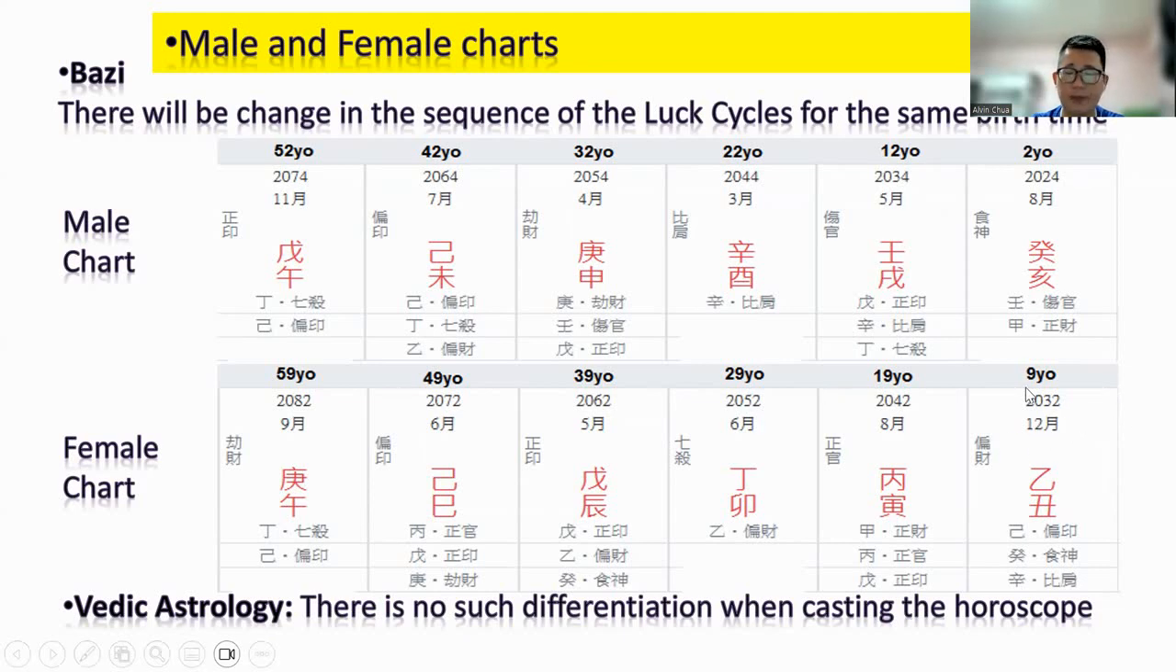Maybe when we analyze marriage, of course, then we'll look at certain planets that represent the husband if it's a female chart. Or if it's a male chart, then we'll look at certain planets that represent the wife. Other than that, we don't make such differentiation.